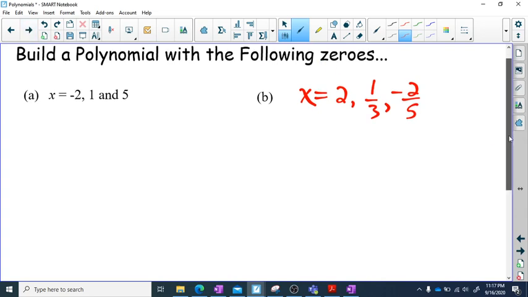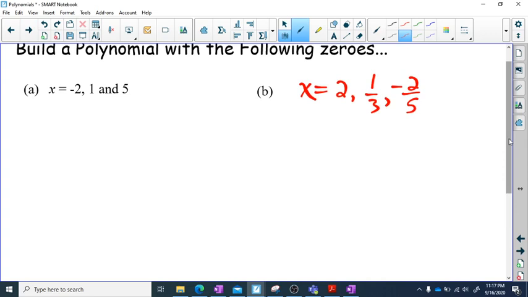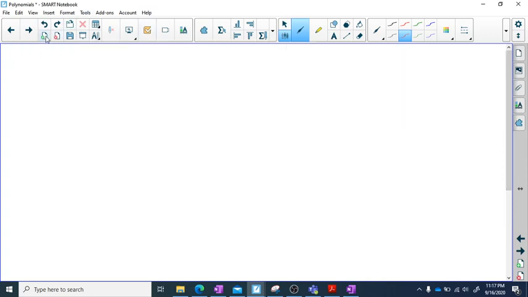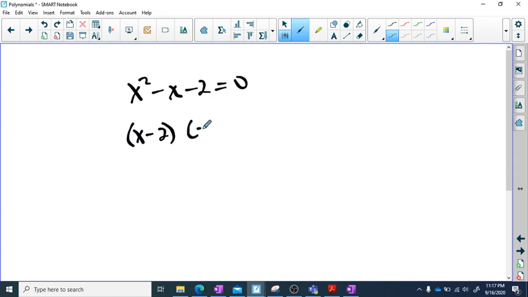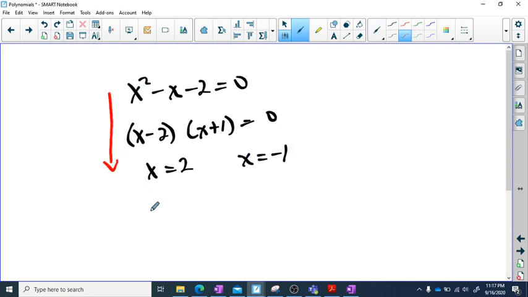So I want you to think of, again, I'll maybe go to a blank slide for a second and relate to prior knowledge. Let's suppose we go back to an easy one from last year. Let's say you had x squared minus x minus 2 equals 0. You solve that out, you get x minus 2 multiplied by x plus 1 equals 0, and you get x equals 2 and x equals negative 1 as your solutions.